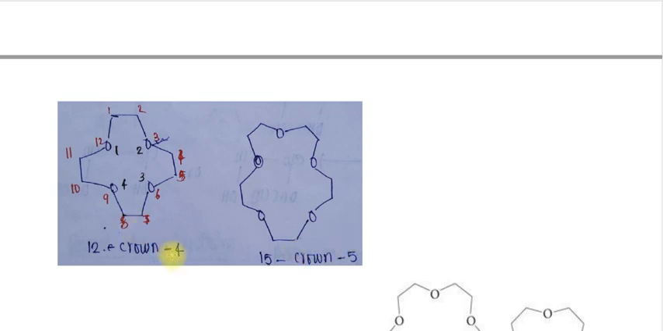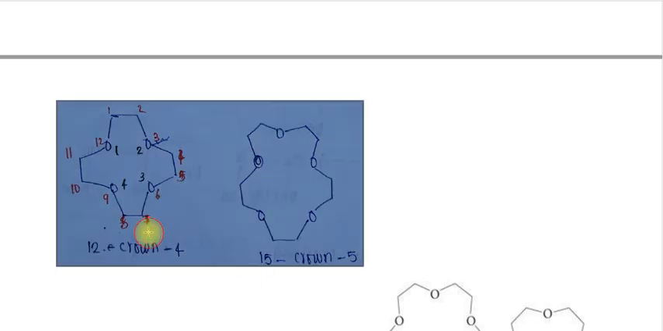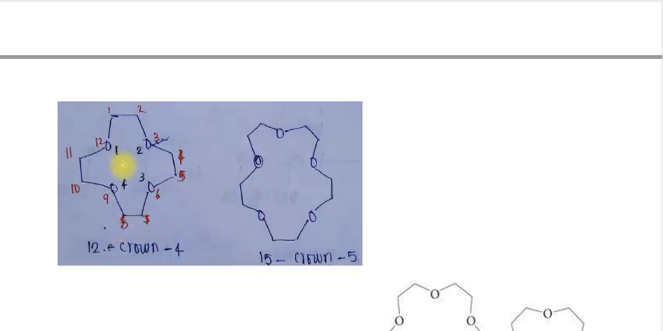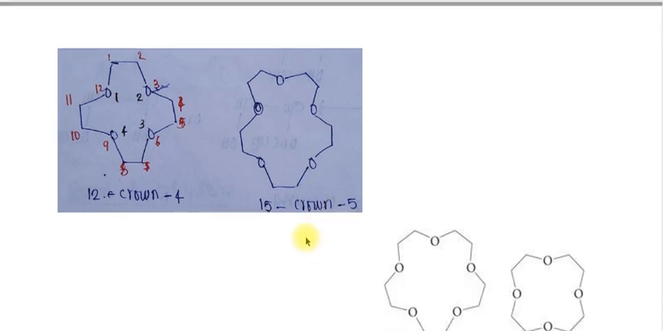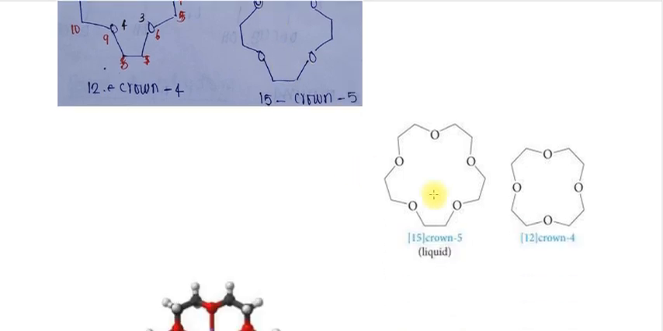So what does this 4 indicate? The 4 indicates the number of oxygen atoms in it, and the 12 indicates the total number of atoms. So the total number is 1, 2, 3, 4, 5, 6, 7, 8, 9, 10, 11, 12, and out of that 4 are oxygen. So 15 crown 5: you can see 5 oxygens here, 1, 2, 3, 4 and 5. So this is also represented like this, 15 crown 5 and 12 crown 4.